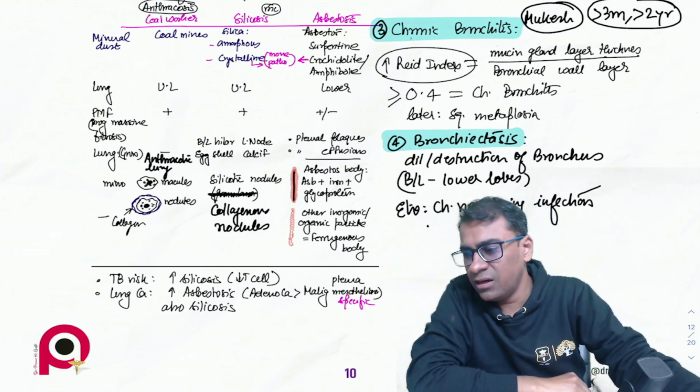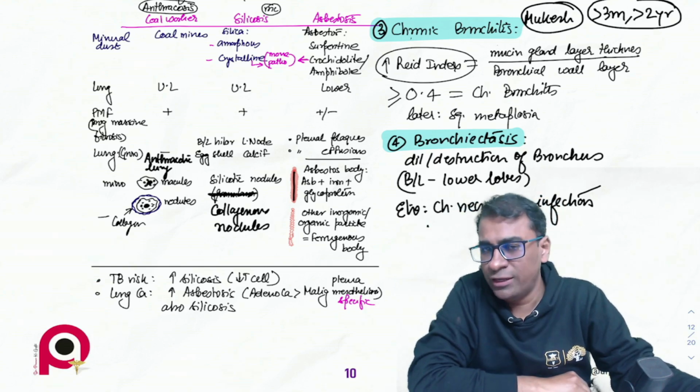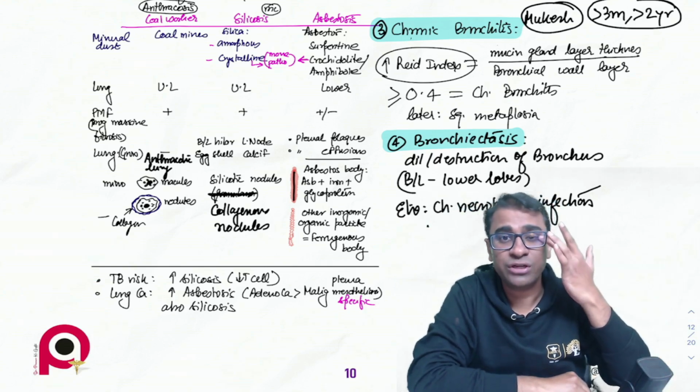Calretinin is basically an IHC marker. You can use it for the IHC.